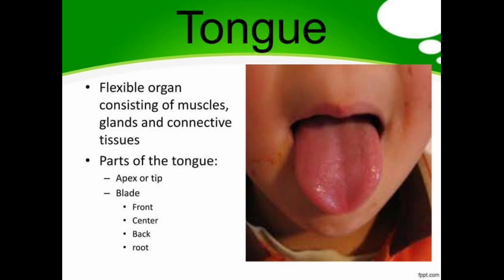The back of the tongue can touch the uvula, the small fleshy structure that hangs from the soft palate, to produce sounds like Q.